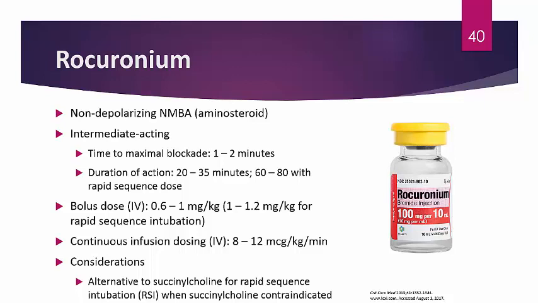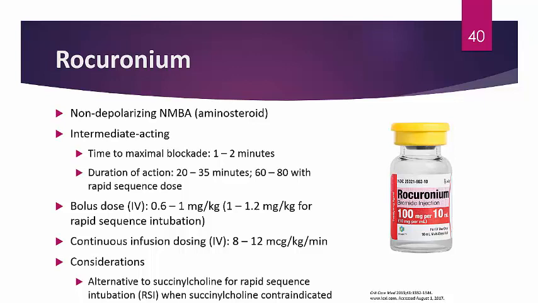Rocuronium is another commonly used paralytic agent. It's intermediate acting. Time to maximal blockade is 1 to 2 minutes. Duration of action can range anywhere between 20 and 80 minutes, depending on the kind of dose that you give. The bolus dose is between 0.6 and 1 mg per kg, and 1 to 1.2 mg per kg for rapid sequence intubation. So this is another agent that can be used for rapid sequence intubation.